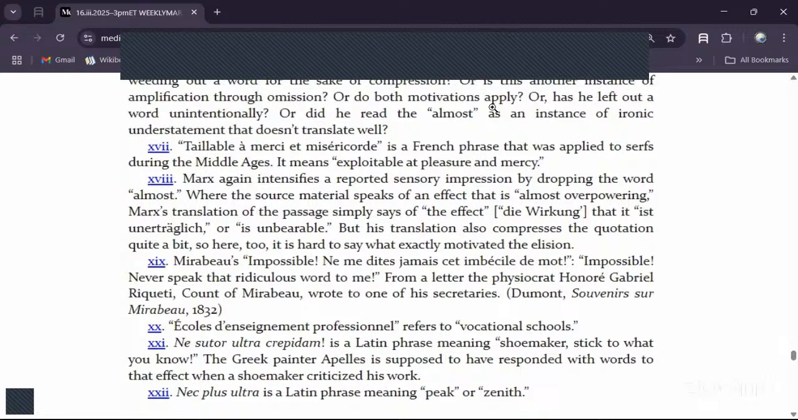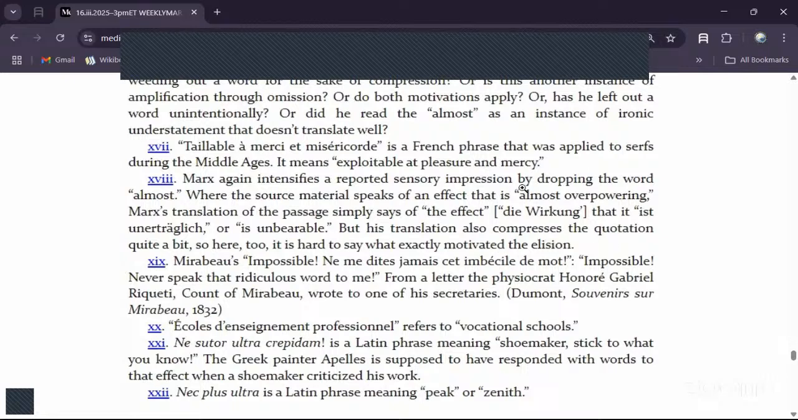Footnote 19. Mirabeau's impossible. Ne me dites jamais cet imbécile de mot, impossible. Never speak that ridiculous word to me, from a letter that the physiocrat Honoré Gabriel Riqueti, Count of Mirabeau, wrote to one of his secretaries in 1782. And then école d'enseignement professionnel refers to vocational schools, and ne sutor ultra crepidam is a Latin phrase meaning shoemaker, stick to what you know.